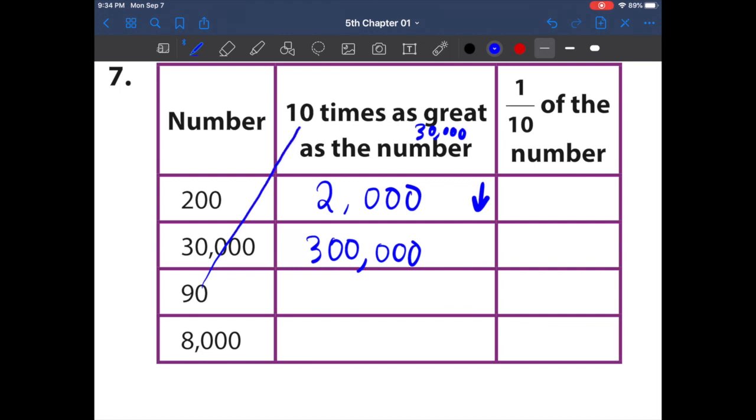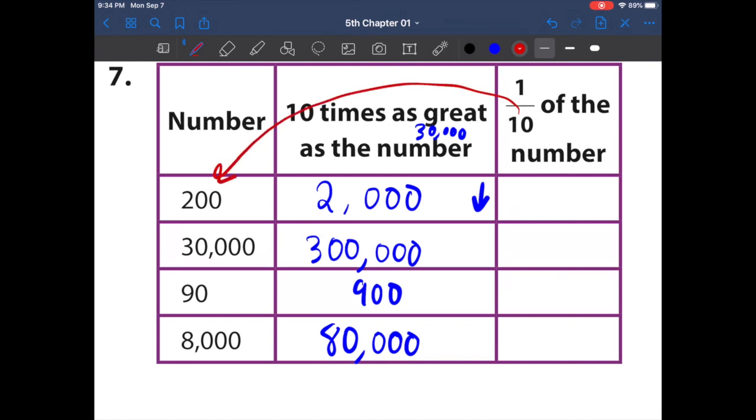Okay, let's try another one. What is 10 times greater than 90? Well, that would be 900. All right, let's do our last one here. What is 10 times greater than 8,000? That would be 80,000. Now let's do the smaller versions. What is 1/10 of 200? If we only had one out of there, that would be 20.